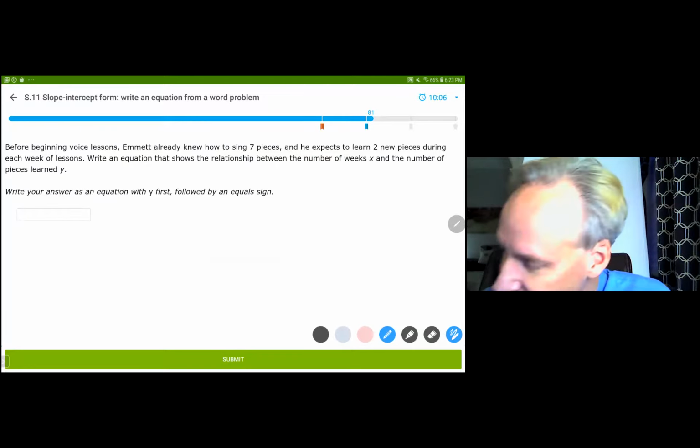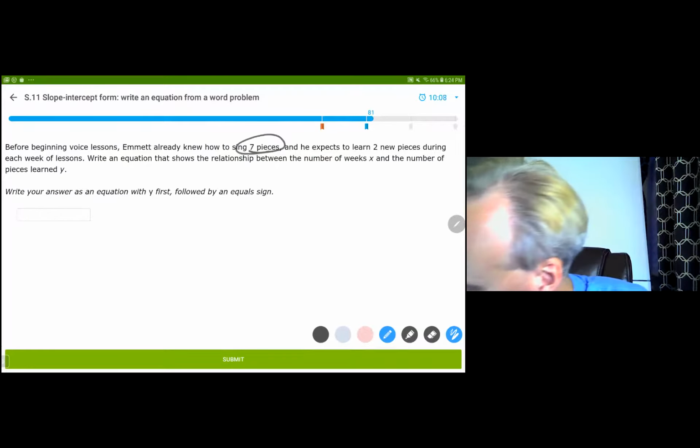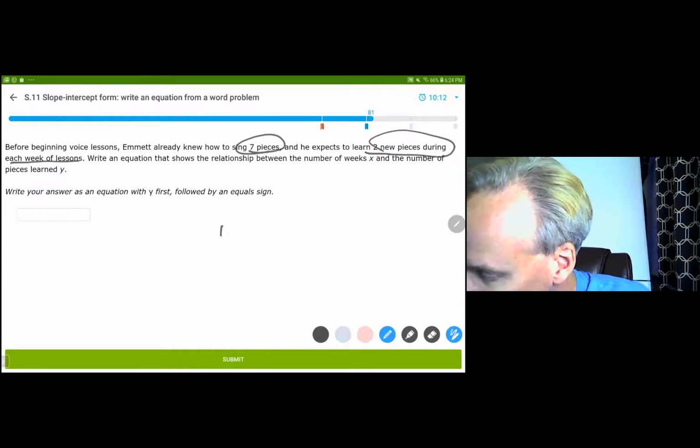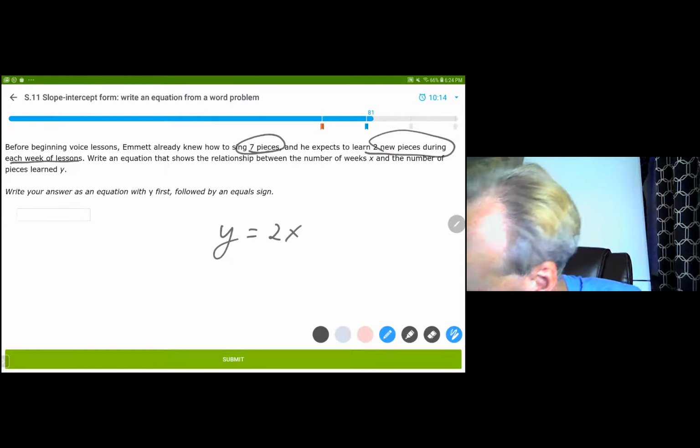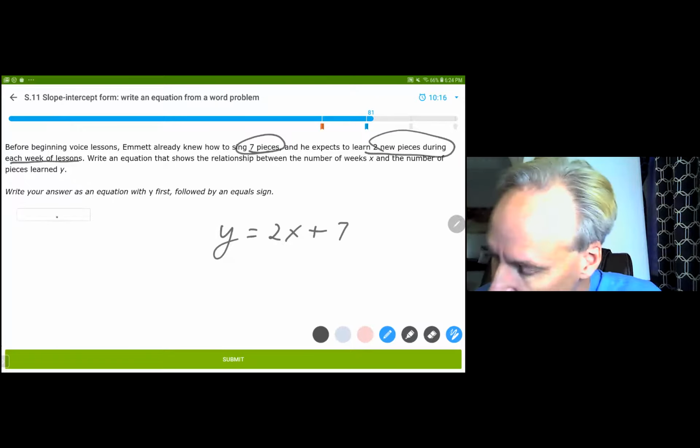Emmett already knows how to sing 7. That's his y-intercept. He's going to learn 2 during each week of practice. So y is equal to 2x plus 7. Put her in.